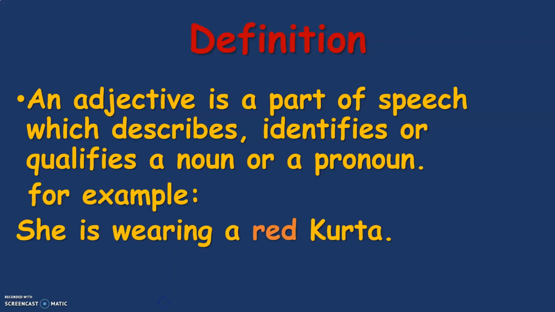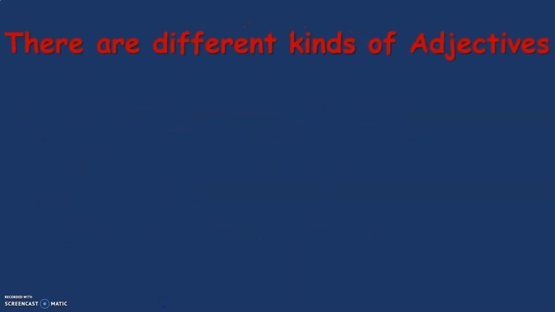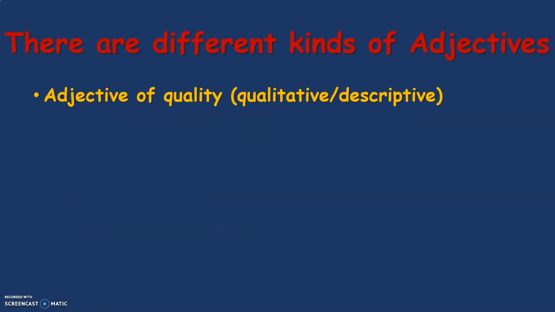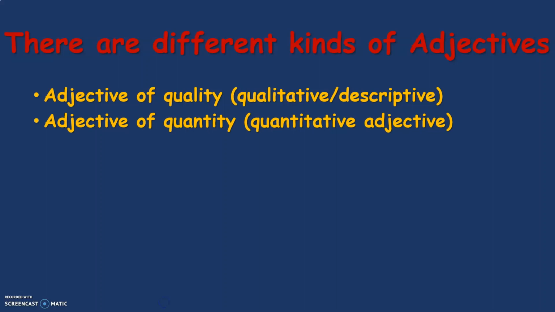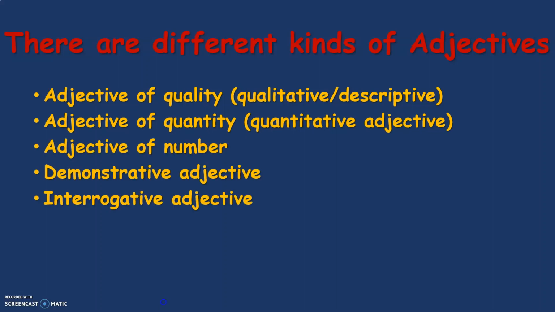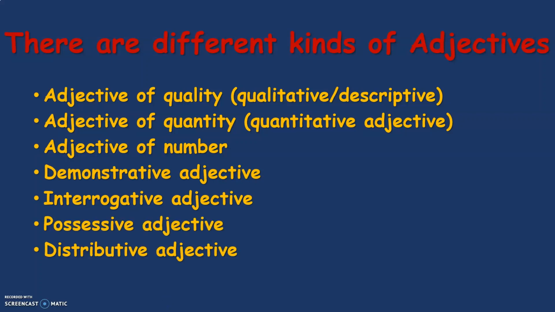For example, she is wearing a red kurta. Now, in this sentence, red is describing the kurta. So, here, red is the adjective. Now, there are different kinds of adjectives. They are adjective of quality, adjective of quantity, adjective of number, demonstrative adjective, interrogative adjective, possessive adjective, distributive adjective. Now let's discuss each one of them in detail.